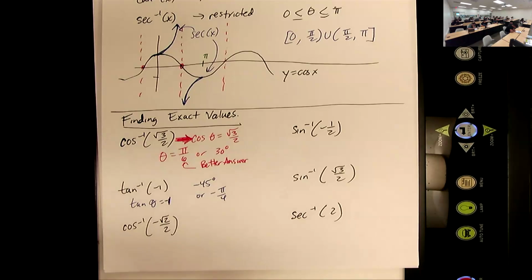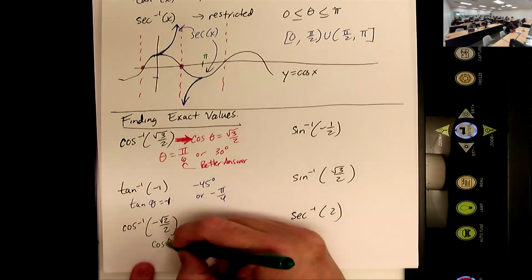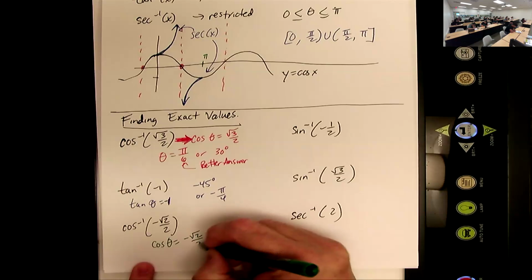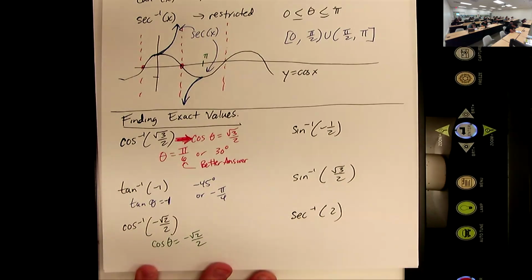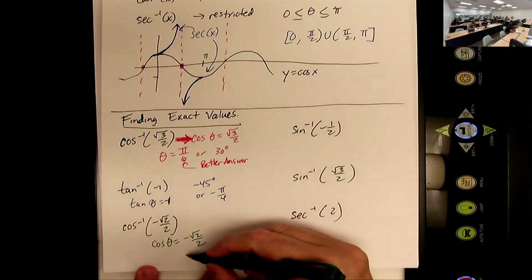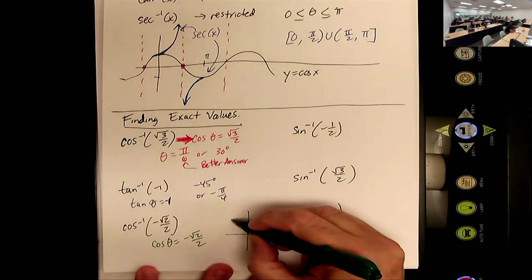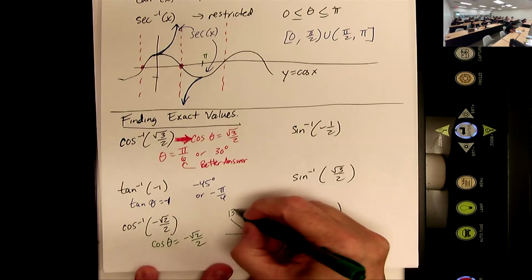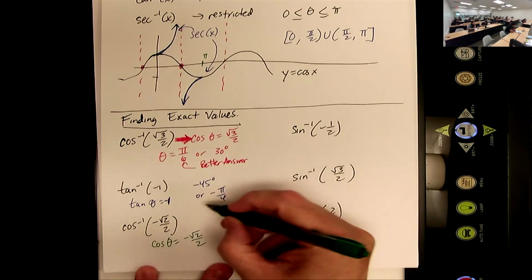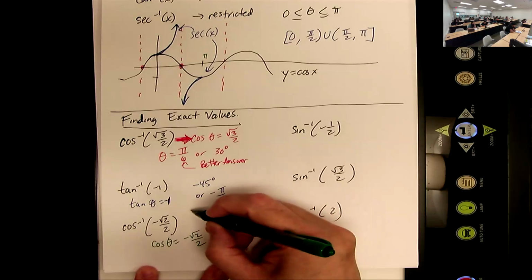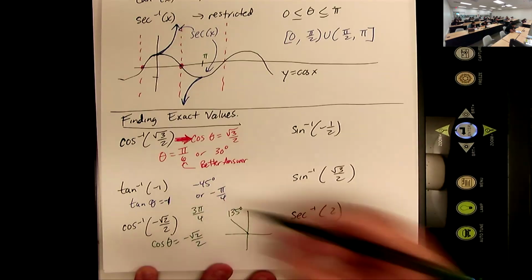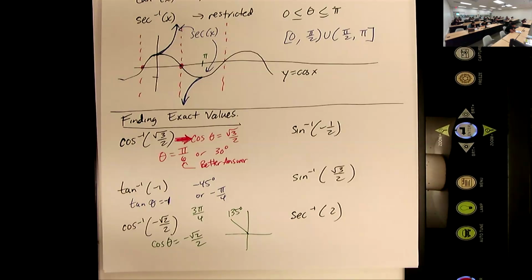This one's asking cosine theta equals negative root 2 over 2. That is at a 45 degree mark, but we're in the negative quadrant. We're that way. That's 135 degrees or 3 pi over 4. What did you say? I was thinking 2 pi over 3, yeah, that would be 120.